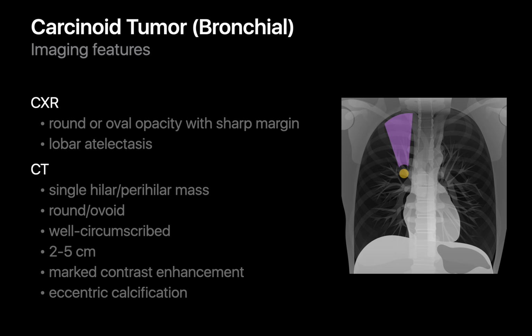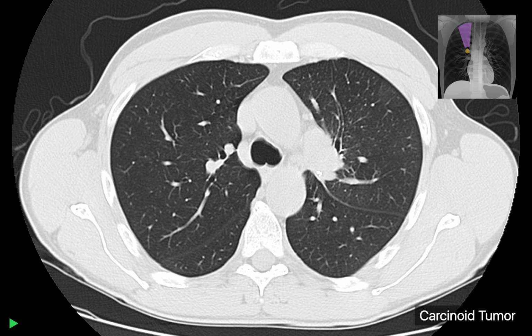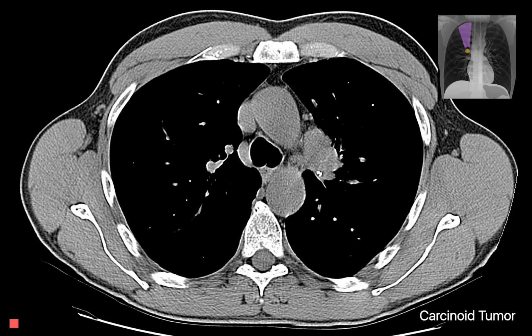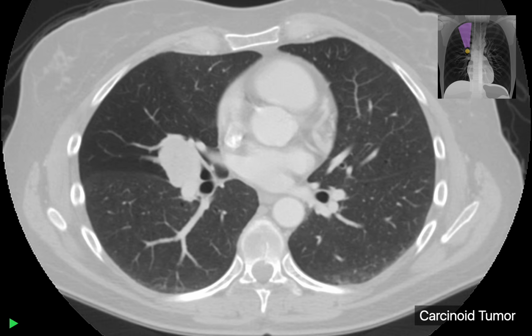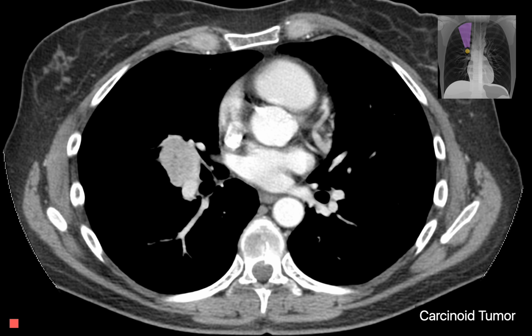Bronchial carcinoid tumors usually present as relatively central, well-circumscribed round nodules and masses. Due to their central and typically endobronchial location, obstructive lobar atelectasis is common. On CT imaging, carcinoids may exhibit calcification and can avidly enhance on contrast CT. Here's an example of a carcinoid tumor presenting as a central left lung mass. And here's an example of a carcinoid tumor presenting as a central right lung mass with avid enhancement.